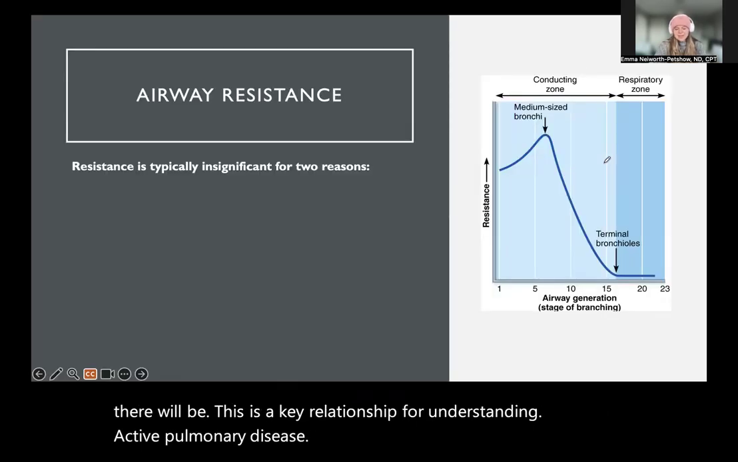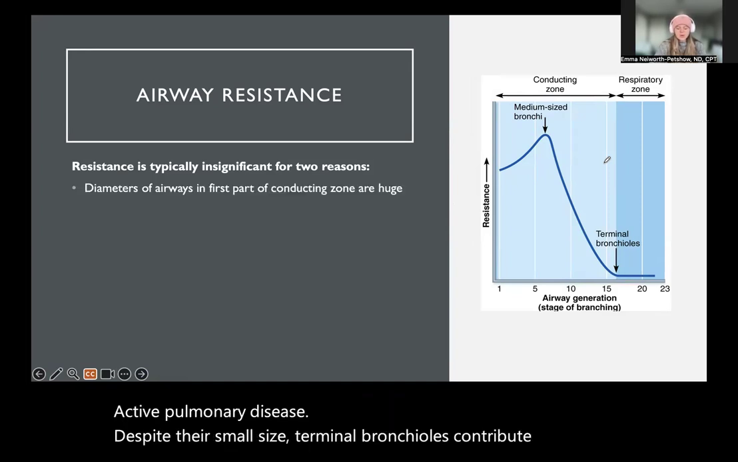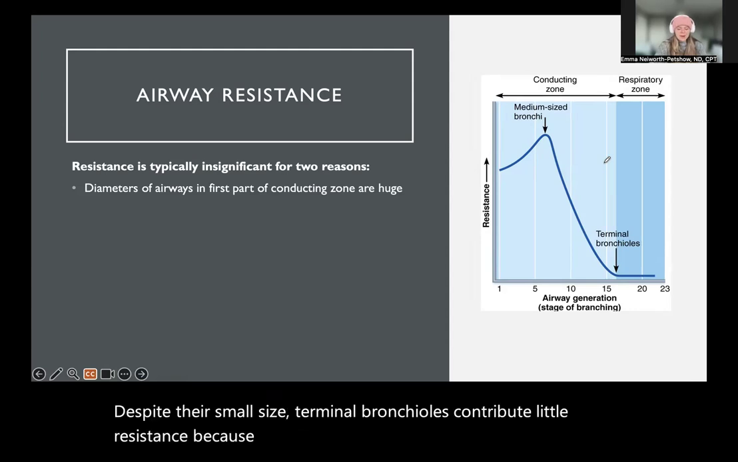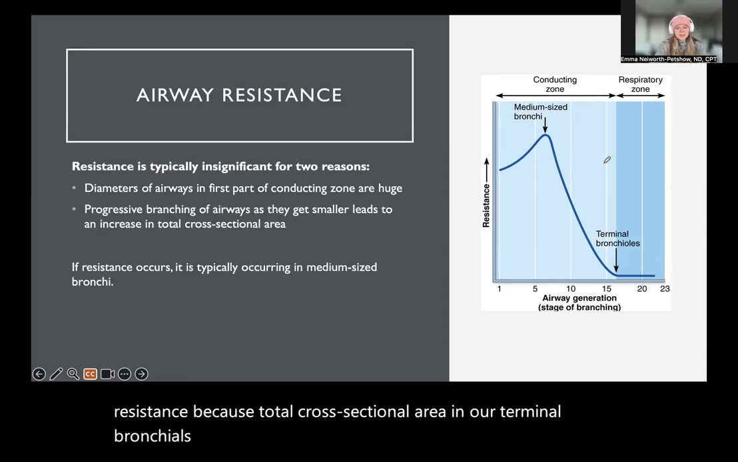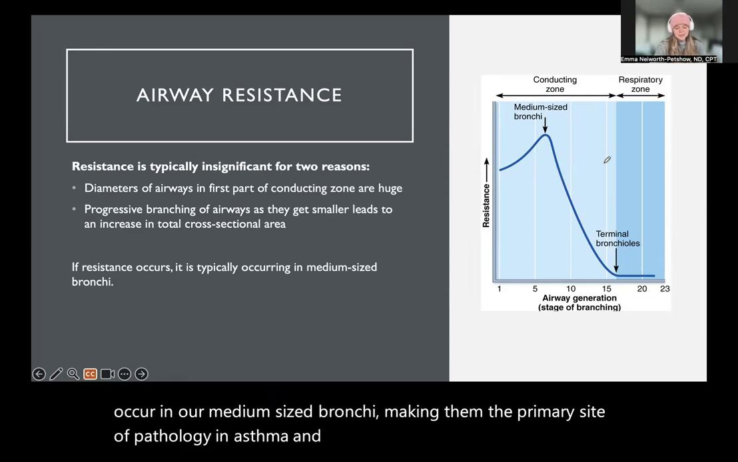Despite their small size, terminal bronchioles contribute little resistance because total cross-sectional area in our terminal bronchioles is enormous. The greatest resistance actually is going to occur in our medium-sized bronchi, making them the primary site of pathology in asthma and in chronic bronchitis.